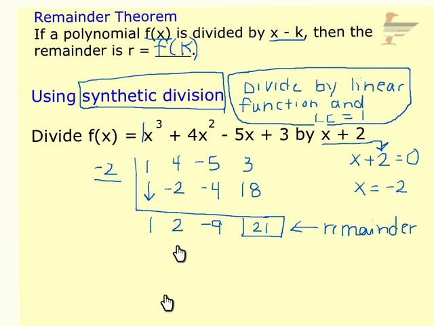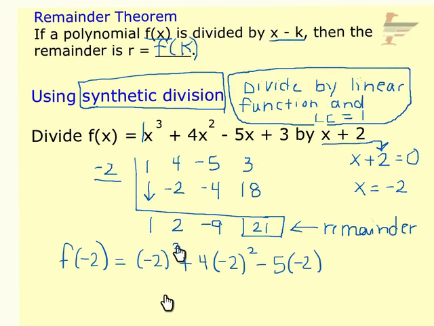If I do that, I would have negative 2 cubed plus 4 times negative 2 squared minus 5 times negative 2, and then plus 3. And if we simplify, negative 2 cubed is negative 8, negative 2 squared is 4, times 4 is 16, negative times negative is a plus 10, and negative 8 plus 16 is 8, 8 plus 10 is 18, and 18 plus 3 is 21. Now you're probably saying, all right, direct substitution was a lot easier, and I agree, or maybe not easier, but it could be quicker.